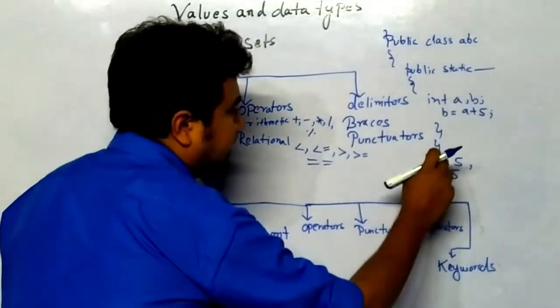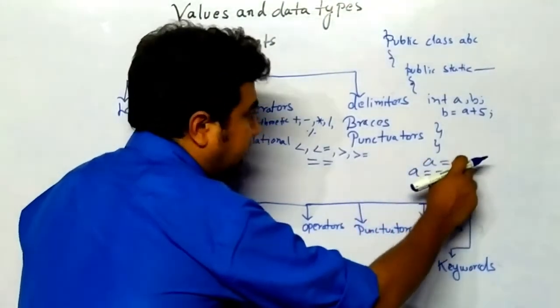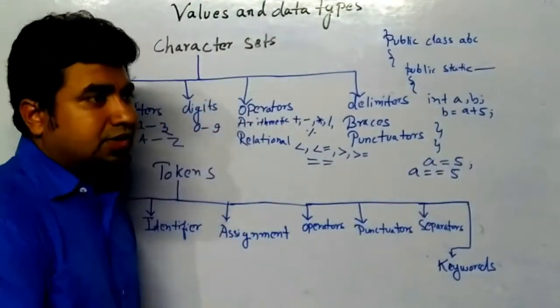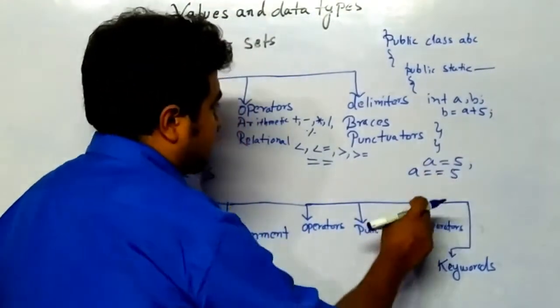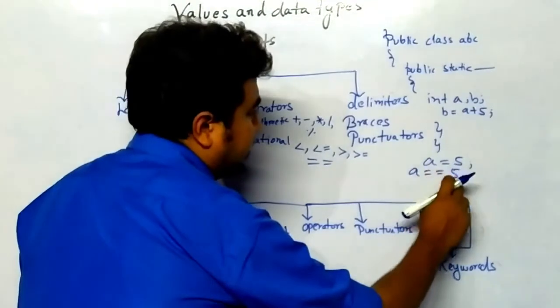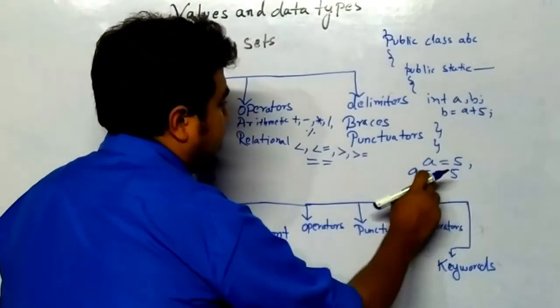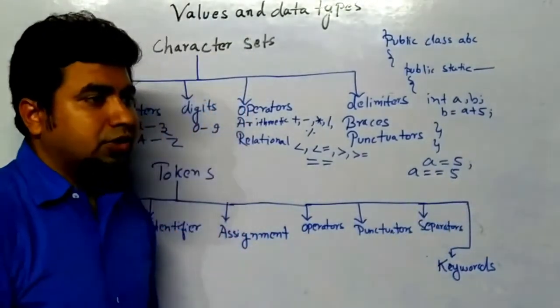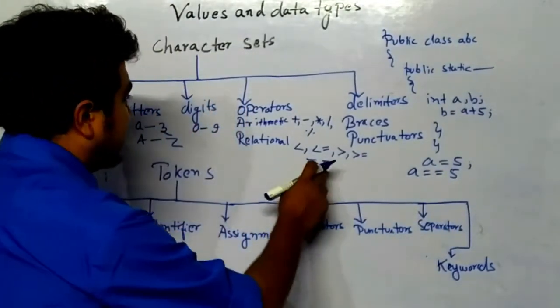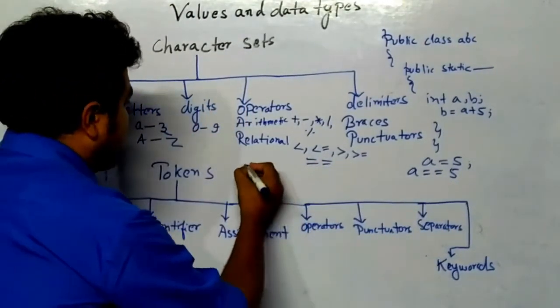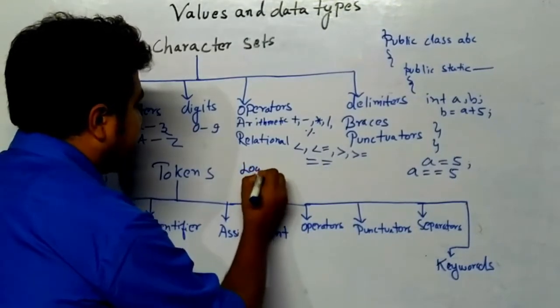If you are writing single equal to, it will be assigning 5 to A. This is with respect to single equal to. And if you are writing double equal to, it is checking whether the value of A is equal to 5 or not. It is checking. So from here, these are relational operators. And one more is logical operators, and, or.